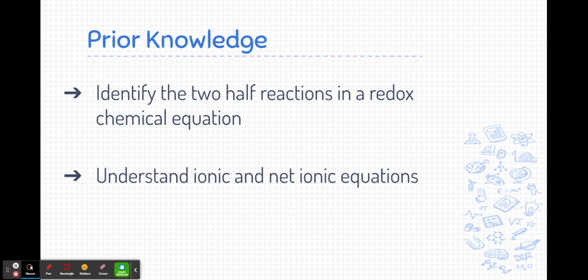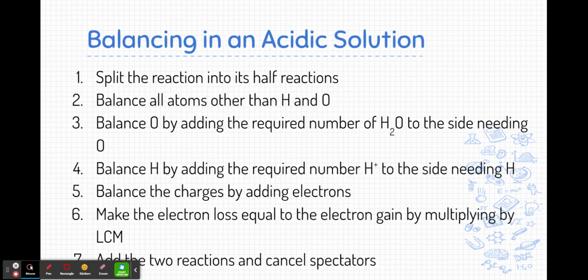You should have some prior knowledge about redox reactions. Specifically, you should know how to identify the two half reactions when given a chemical equation. You should also have some background on ionic and net ionic equations, specifically understanding the process of canceling out spectator ions. Balancing redox reactions is best approached through a series of stepwise processes.